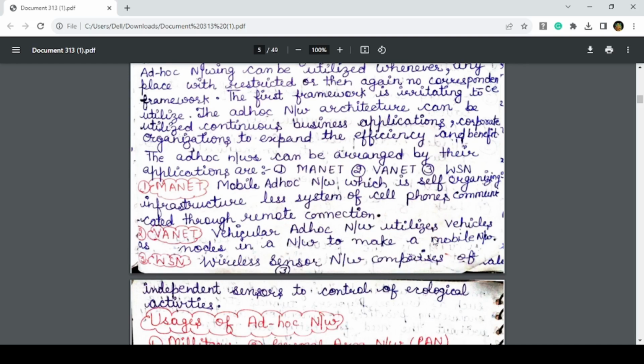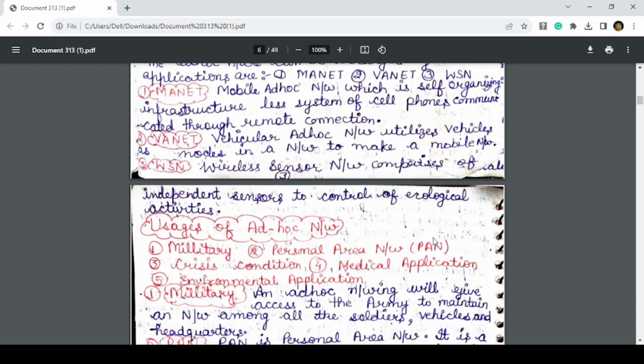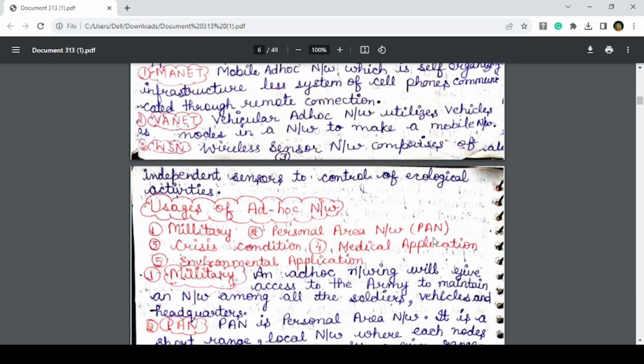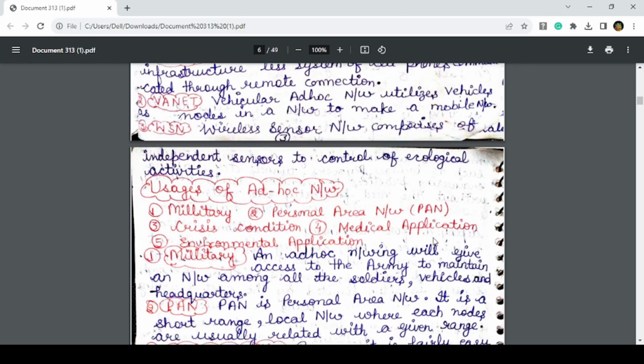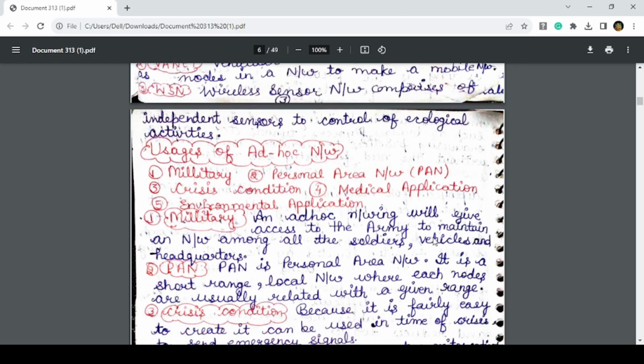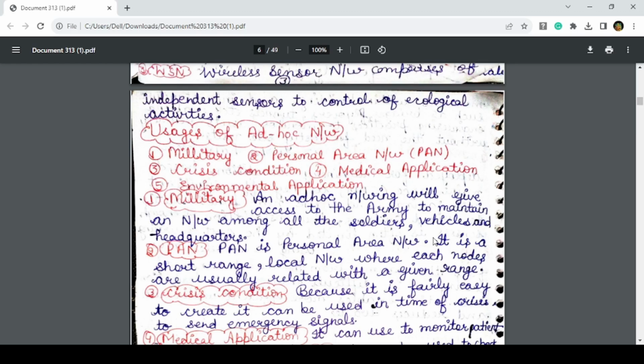Now what are the uses of the ad hoc networks? First use is military. We use the ad hoc network in military, personal area network, crisis condition, medical application, environment application. Military: an ad hoc network will give the army access to maintain a network among all the soldiers, vehicles and headquarters. PAN means personal area network, which is a short range local network where each node is usually related within a given range.